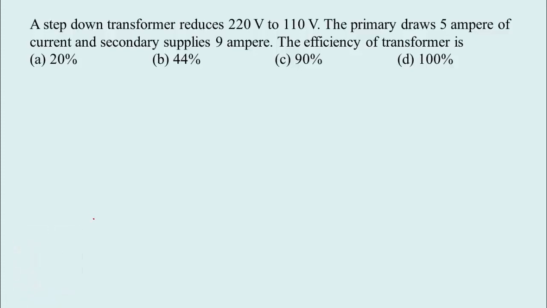See here, the step-down transformer reduces 220 volt to 110 volt. This is input and this is output because it is a step-down transformer, so high voltage is converted into low voltage. We take voltage across primary as 220, the high voltage, which is input. Output is across the secondary coil, Vs equal to 110 volt. Then current IP is 5 ampere and across secondary is 9 ampere. We have to calculate the efficiency, eta.